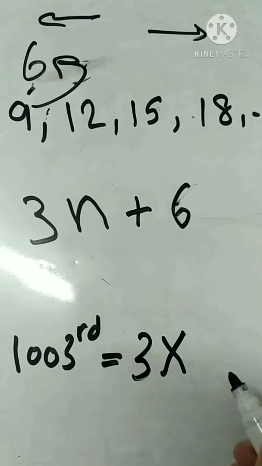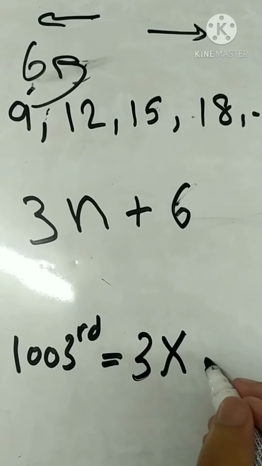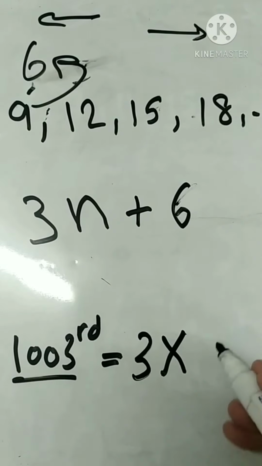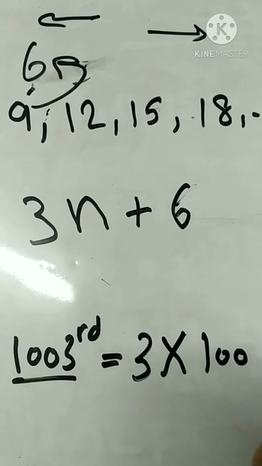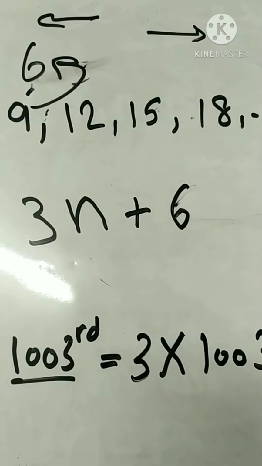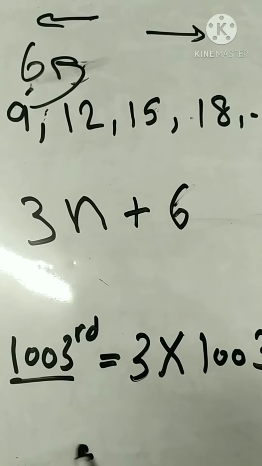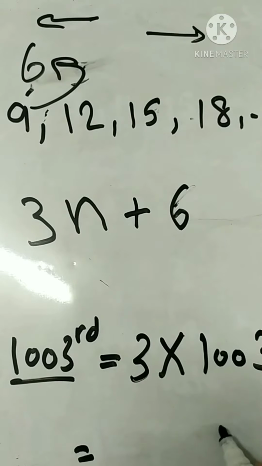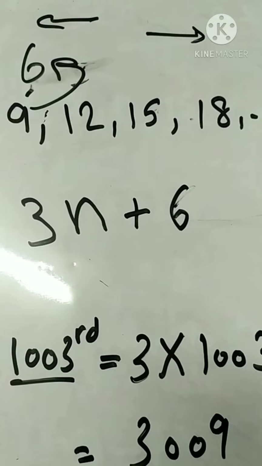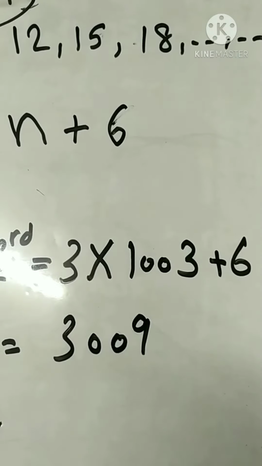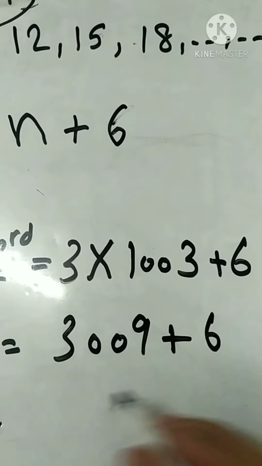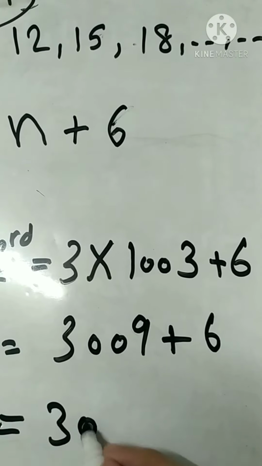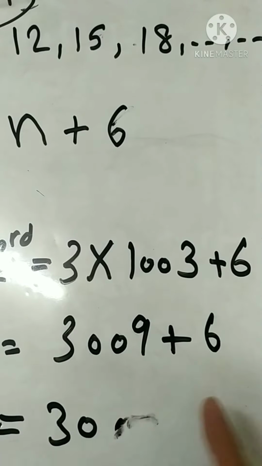3n means 3 times n, but instead of n here, we are going to replace it and write 1003, because I want to get the 1003rd term, and then I'm going to add 6. 3 times 1003, yes, 3 times 3 equals 9, 2 zeros, and 3 times 1 equals 3, so it's 3009. 3009, I'm going to add 6 to it, so it's going to be 3015.